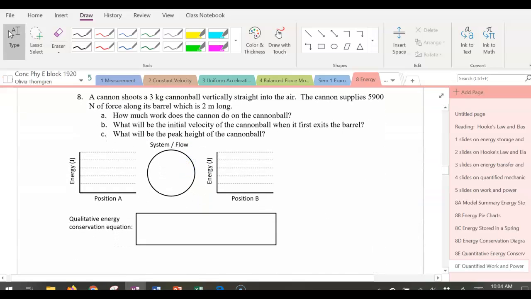In problem 8, we have a cannon that is shooting a cannonball straight up in the air. So I'm going to try to draw a cannon here, just a little one. Here's my cannon. And it shoots a ball straight up in the air, and eventually the ball will turn around and fall back down. Okay. And it says that the cannon supplies 5,900 newtons of force along the barrel, which is 2 meters long. So while the ball is in this 2-meter long barrel, a force of 5,900 newtons is being applied to it.